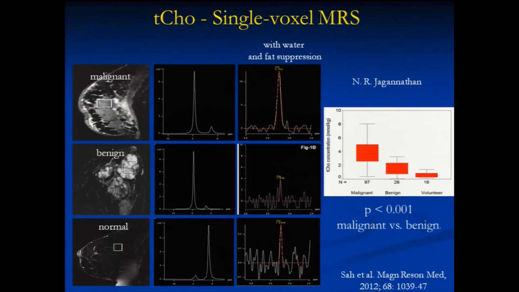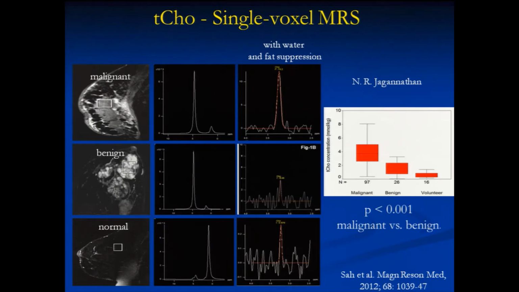Choline is a marker for proliferation, and it's been used to study the level of proliferation in tumors. This is a recent study by Jagannathan's group, where he looked at total choline. It's a single voxel magnetic resonance spectroscopy study. And you can see this is the total choline peak. This is the voxel area in a malignant breast tumor.